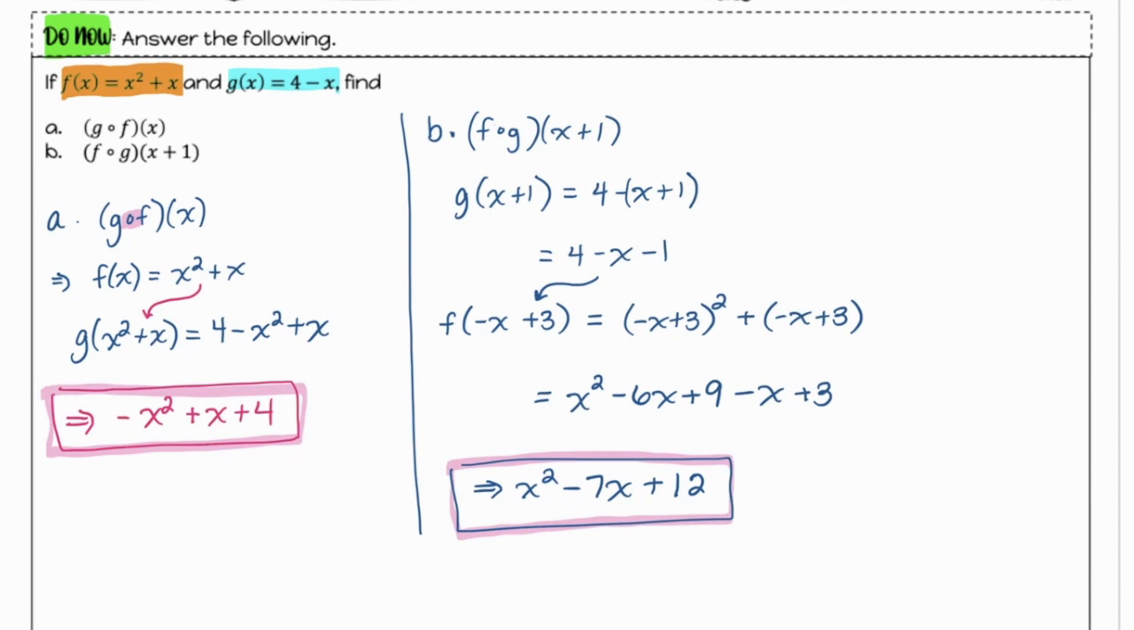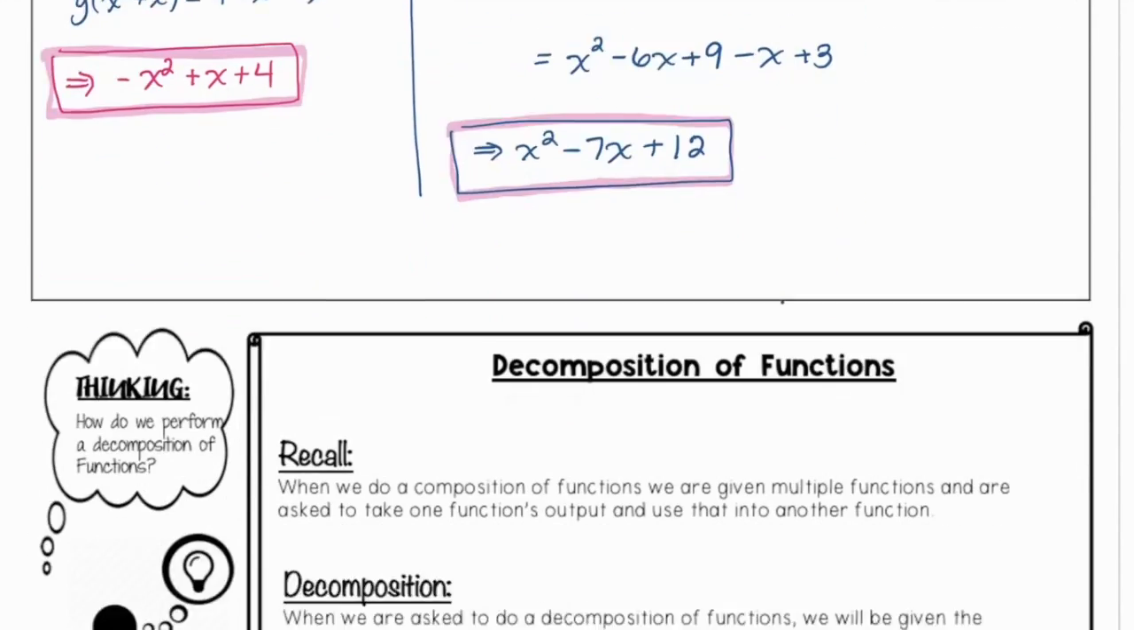For part B, we're doing the same thing, only that this time we're starting with the g function. Our input is x plus 1. I input that into my function. I have to be careful here because I'm subtracting the input, so that's why I included extra parentheses here. And I did my distribution. I got negative x plus 3 as my output. That output is my new input for my f function, leaving me with a final composition answer of x squared minus 7x plus 12. So now that we did our quick do now, let's look at what we're doing.